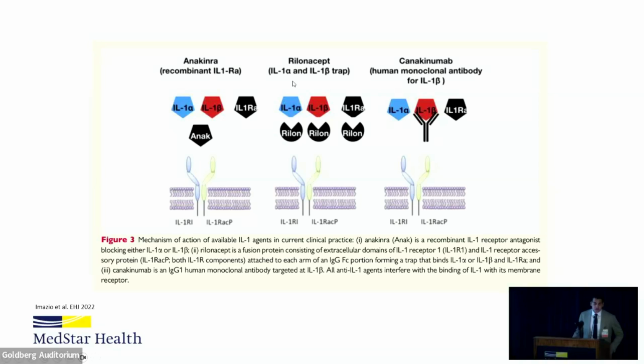And rilonacept is a trap decoy analog of interleukin-1 alpha, interleukin-1 beta, as well as the interleukin-1 receptor. So rilonacept does not really interact with the receptor, but it's interacting with the interleukins as well as the receptor here more proximally. And canakinumab, which we do not use much in the acute or recurrent pericarditis population, we don't have much data for yet. This is a human monoclonal antibody for isolated interleukin-1 beta, and it does not have much to do with the alpha or the receptor.